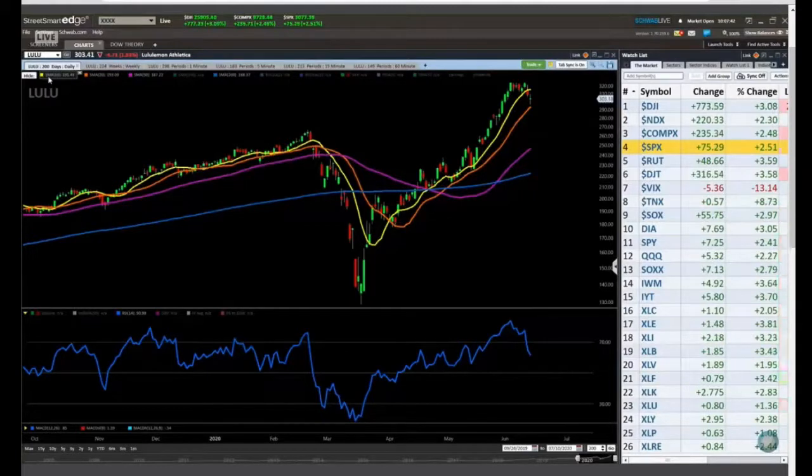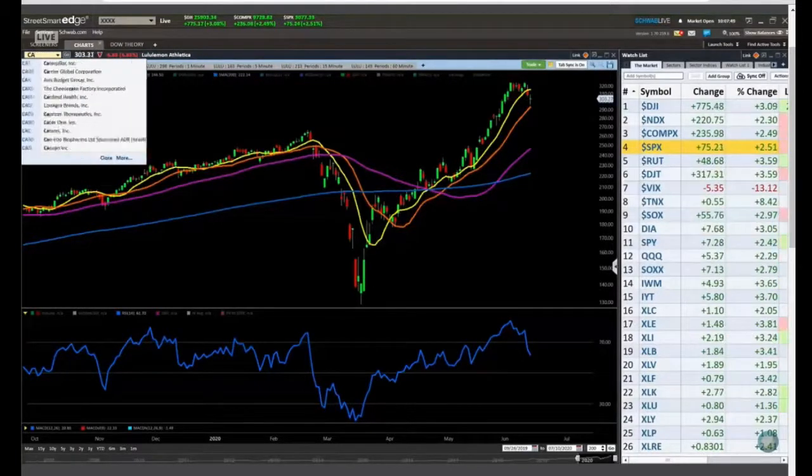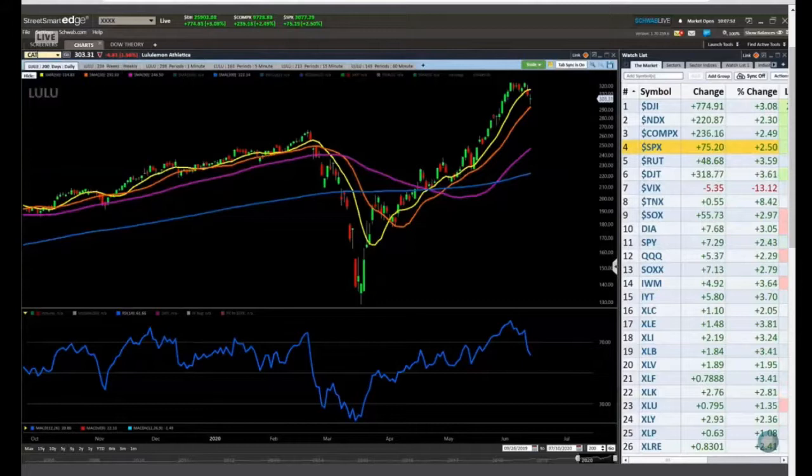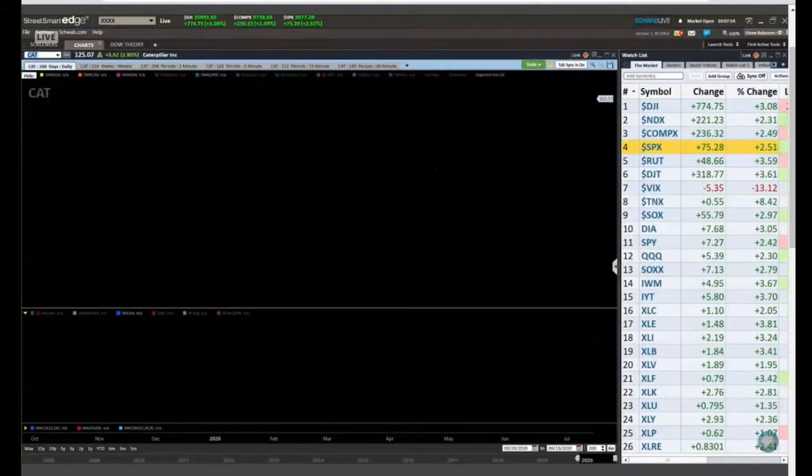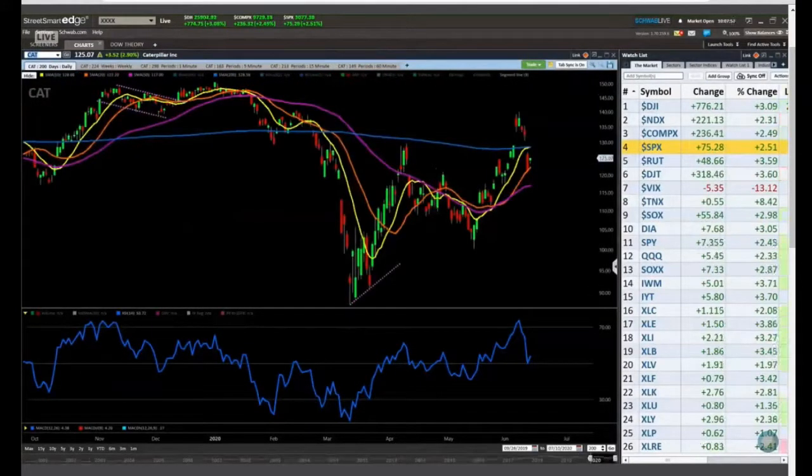Okay, Caterpillar. Lulu Catley, that's the caterpillar, the yoga pant wearing caterpillar, right? There you go.